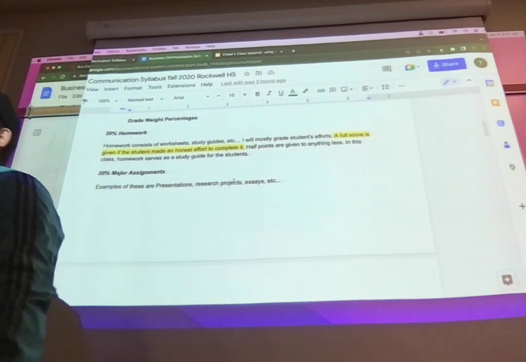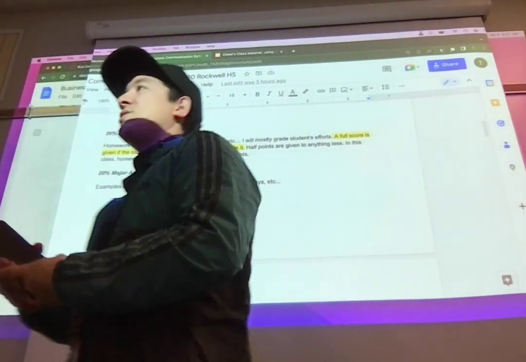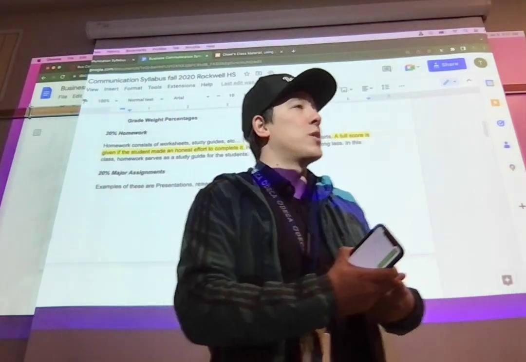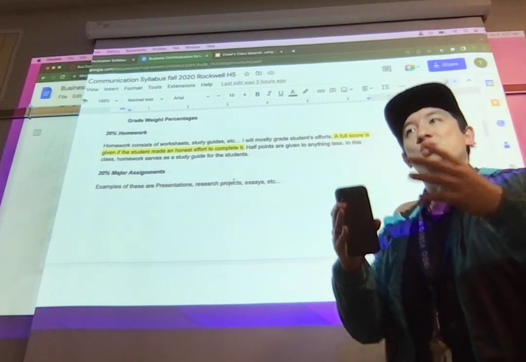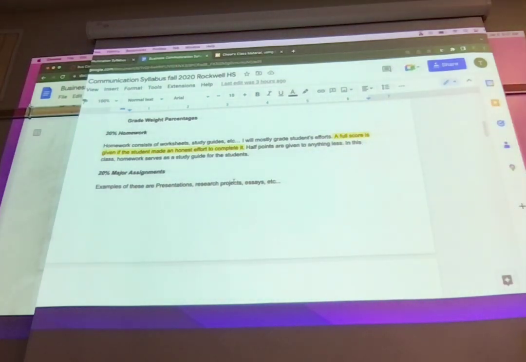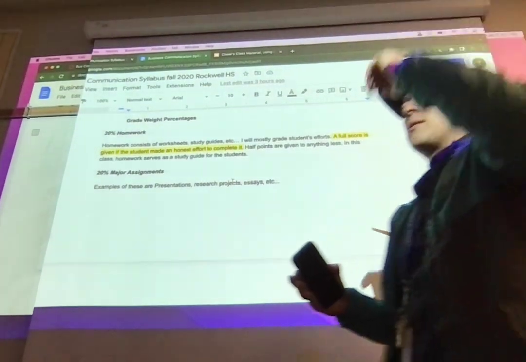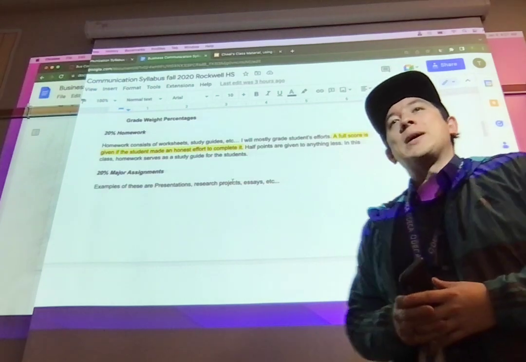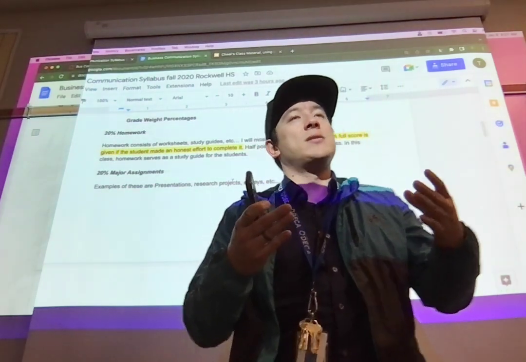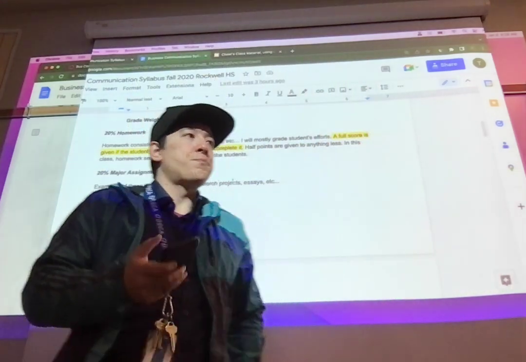20% major assignments. Okay, that's presentations. You will have a couple presentations. Undercover boss presentation. You're gonna group up and do a quick research presentation with your friends. If you don't have friends, that sucks. If you're online, you will be using apps like Screencast-O-Matic to record your PowerPoint while you speak and present. You can choose to not have your face in the video.